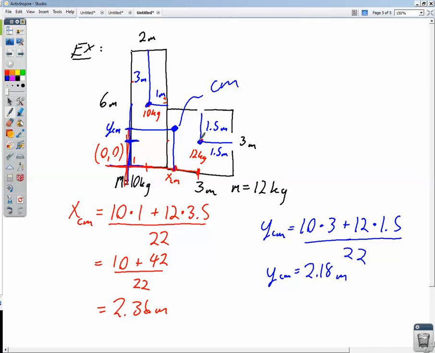Add up their mass times their distance, mass times distance plus mass times distance, divided by the total mass. Piece of cake. All right, let's put it to practice in class.